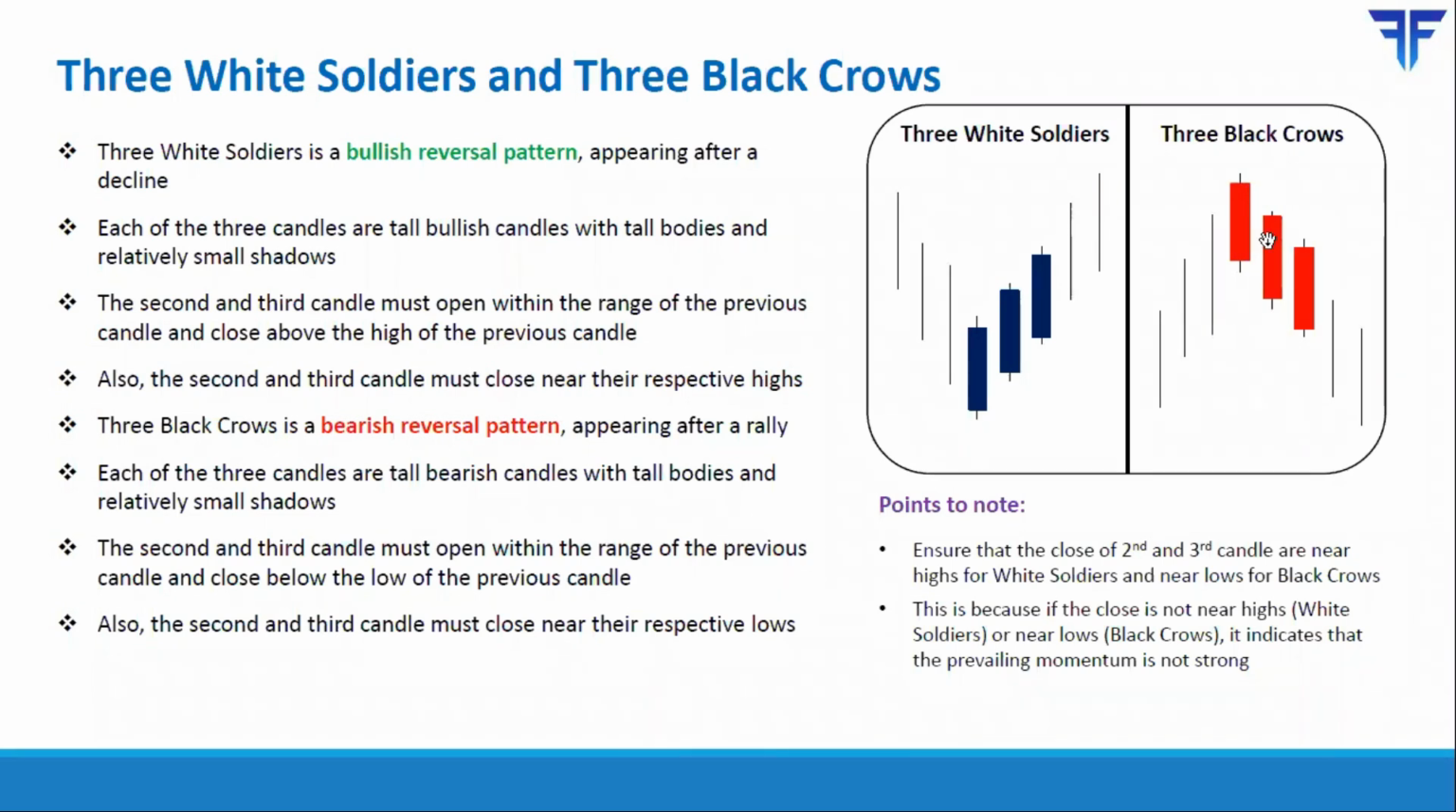The second candle opens below the high of the first candle. So as you can see, the second candle opens somewhere over here and then goes on to close below the low of the first candle. Also, the closing price of the second candle should be near the low of that candle.